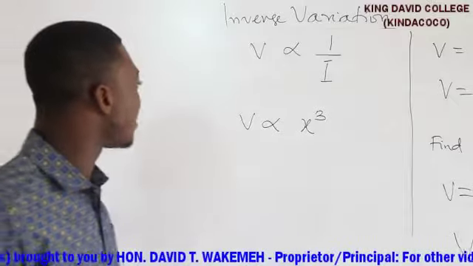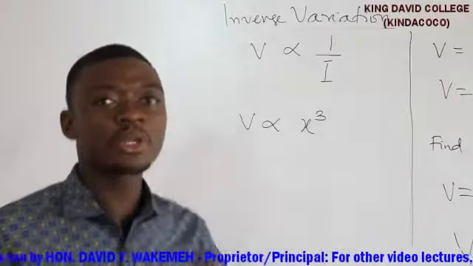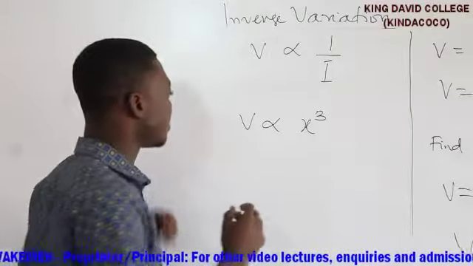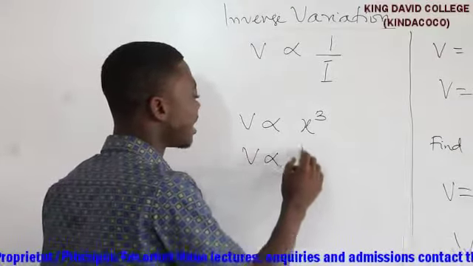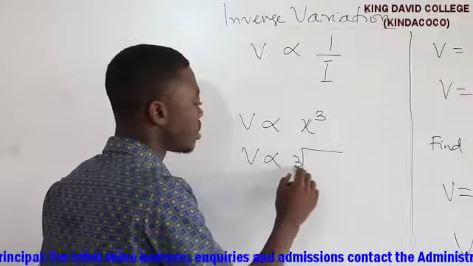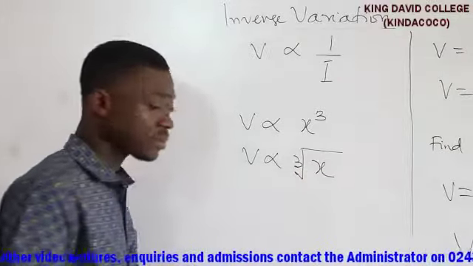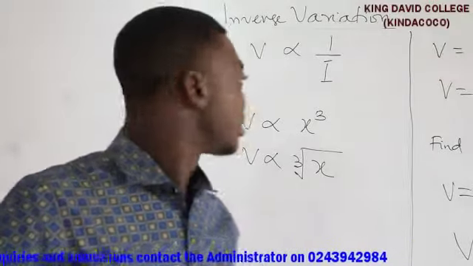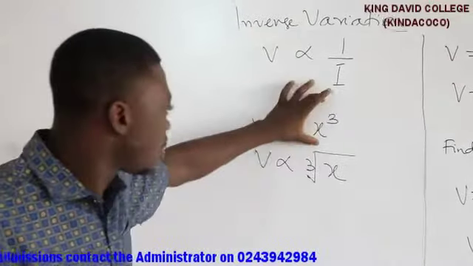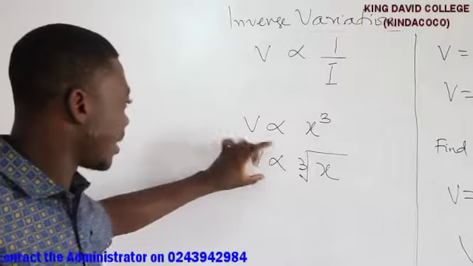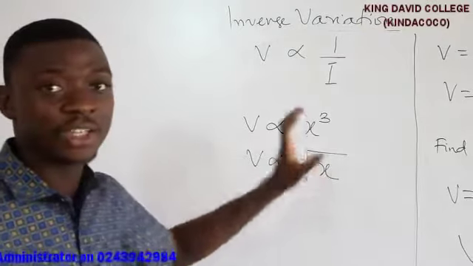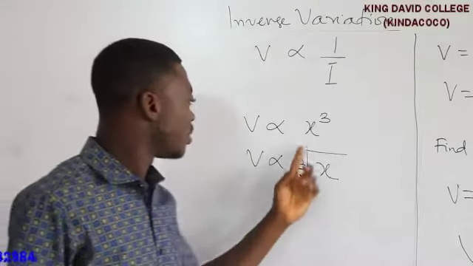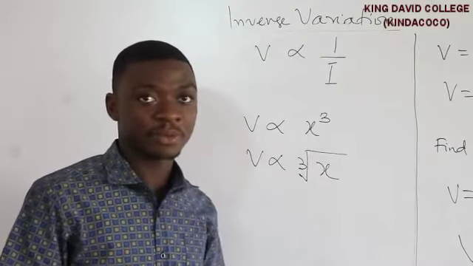But when they say V varies directly as the cube root of x, then that one is going to be V varies directly as the cube root of x. So please take note of that, right? So V varies directly as the cube, while this is V varies directly as the cube root. So until the root is mentioned, don't bring this root symbol.